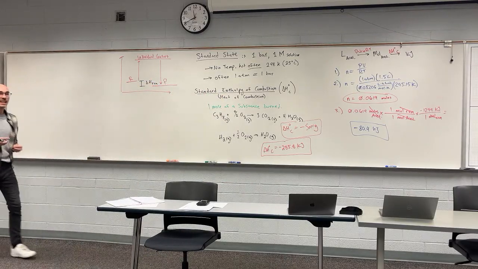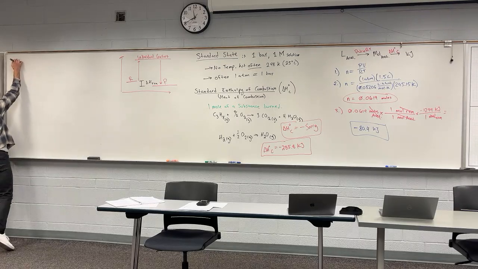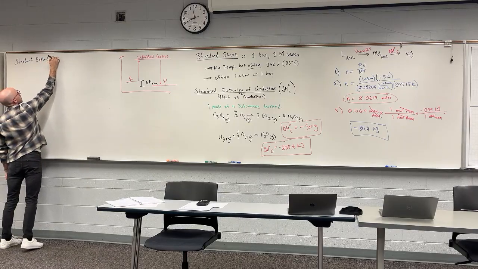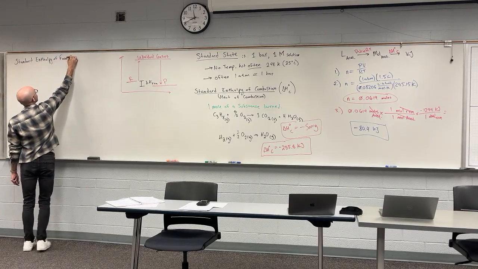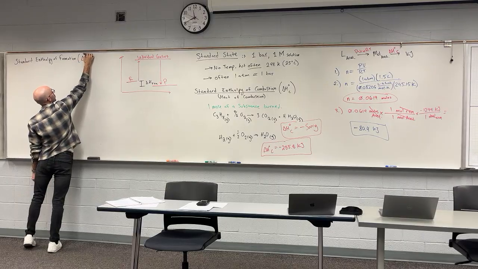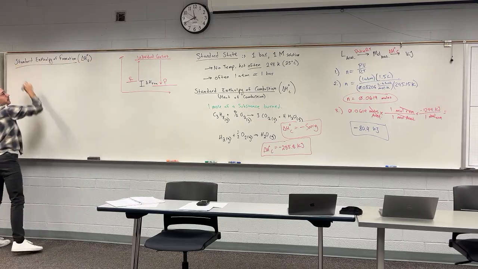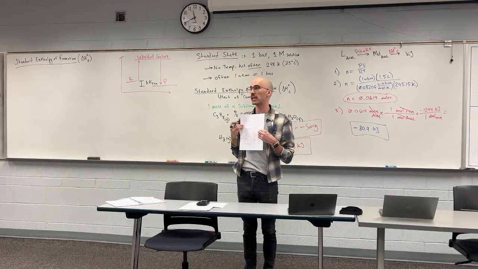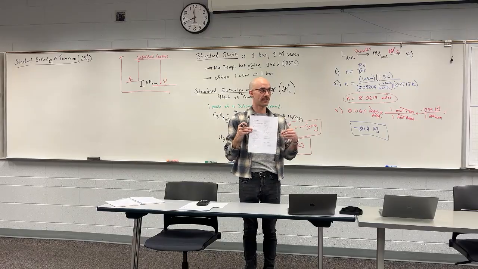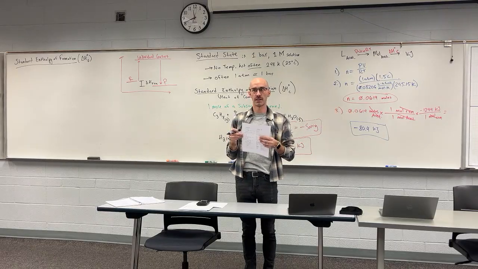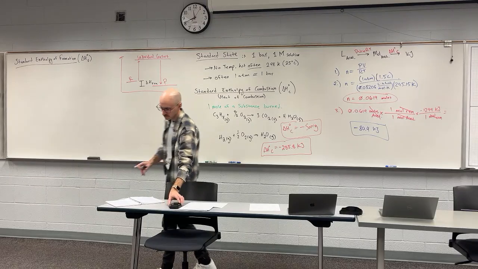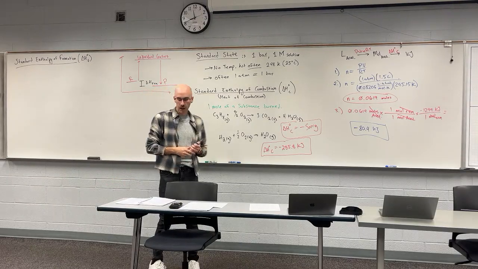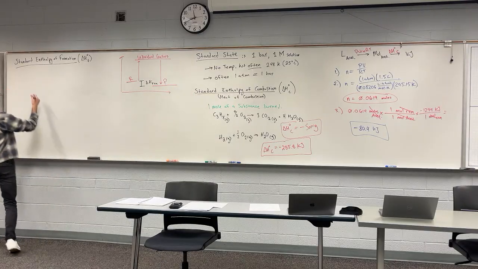Okay, standard enthalpy of formation. This is written as delta H naught F. This is what you have on your equations sheet. This involves these very long tables that I've printed out, and I'm hoping we have time to use. This one is probably the hardest to write out in words, so I'm going to give you an example.